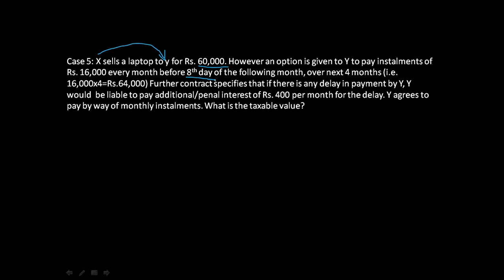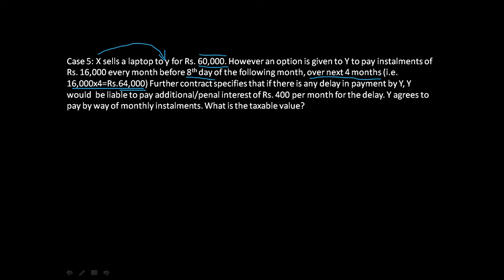So over the next 4 months, that is 16,000 into 4, will be 64,000. Now try to compare this. Here 64 is written, here 60 is written. What is the difference? 4,000. What is that 4,000? That is an extra charge. That might be an interest charge, because there is an installment, there might be an extra charge over there.